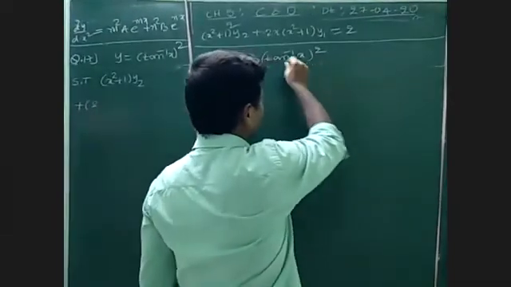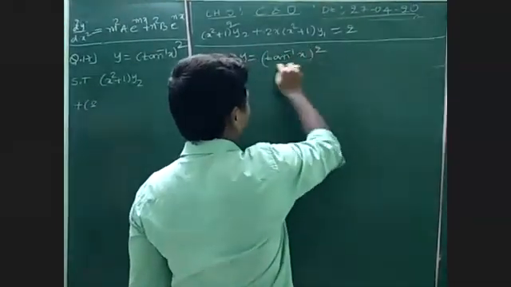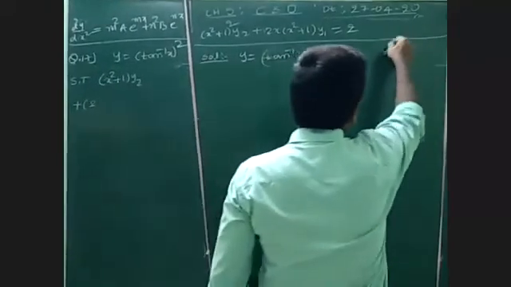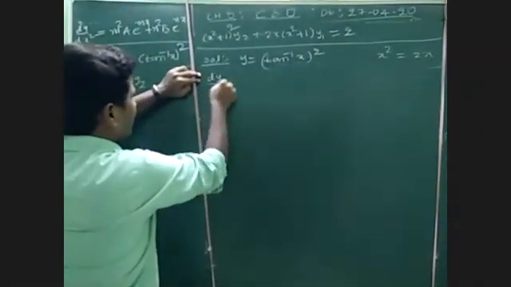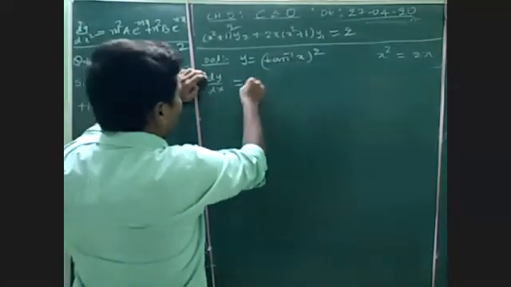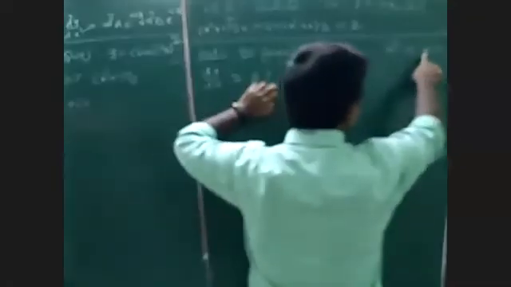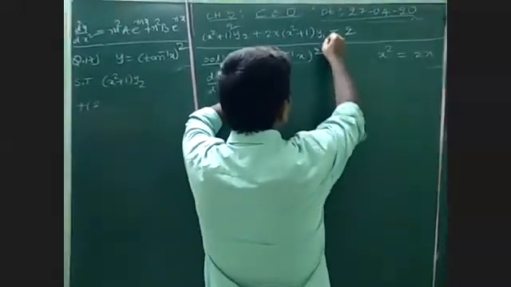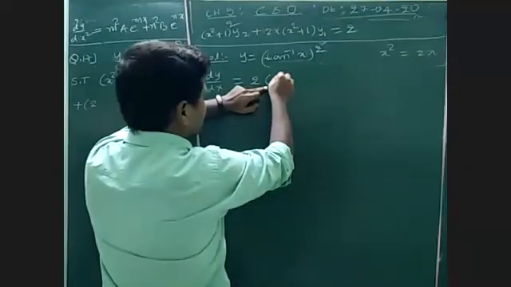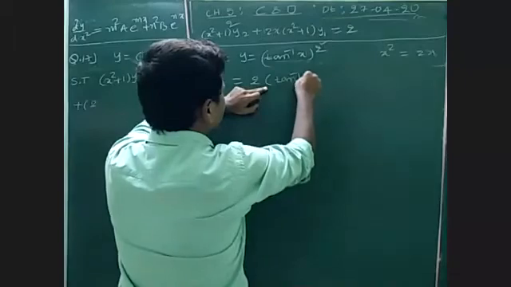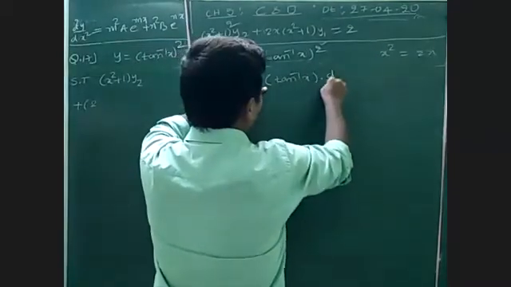First of all, if we consider this as x, this is the form of x square. The derivative of x square is 2x. So dy by dx is equal to 2 times the derivative of x square. Apply the chain rule here. So 2 tan inverse x, again the derivative of tan inverse.